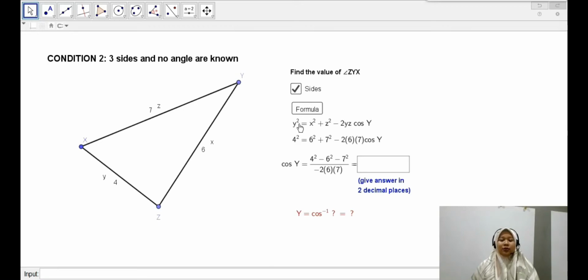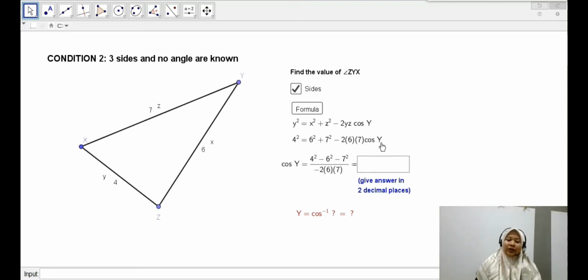So y square equals x square plus z square minus 2xz cos y. See, here we have cos y, which is the angle that we want to find. So we just have to substitute all the values that we already know, sides y, x, and z.